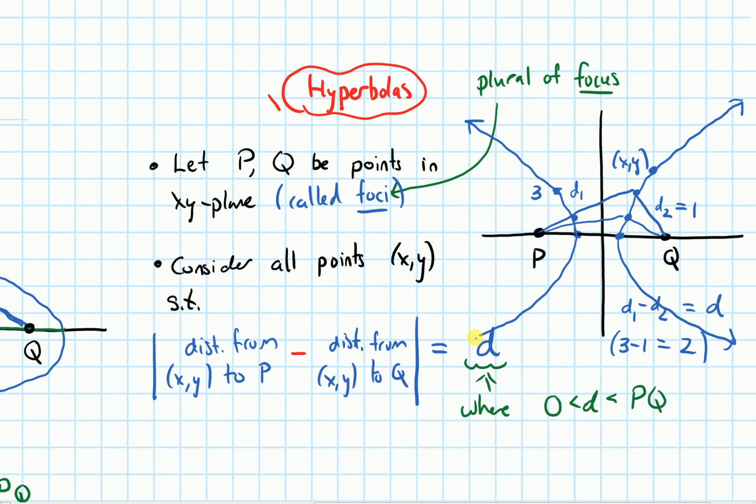Okay, and that will give me a shape like this. Basically when I have points on this left-hand side of the graph, it switches the roles of D1 and D2. Whereas on the right-hand side, D1 minus D2 was a positive number, like 2, on the left-hand side it will be a negative number, like negative 2. Okay, so that gives me this graph of this hyperbola. Okay, so this graph is a hyperbola.